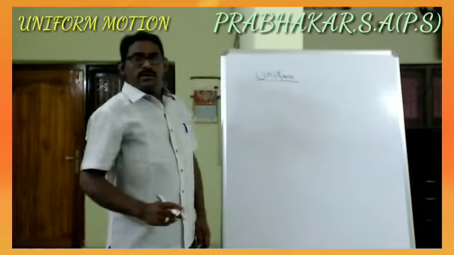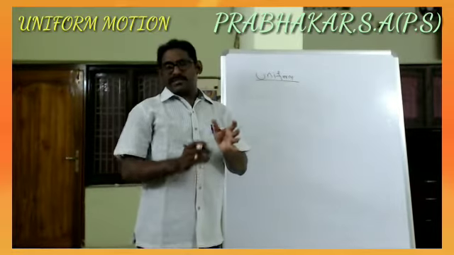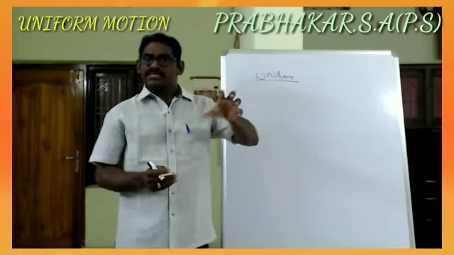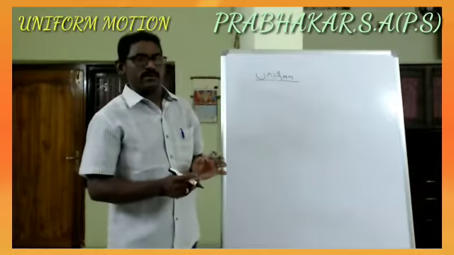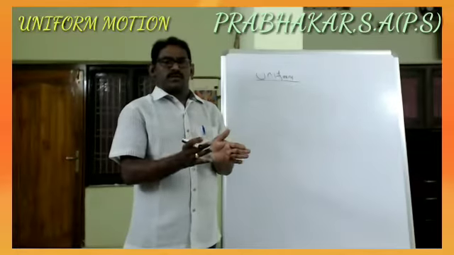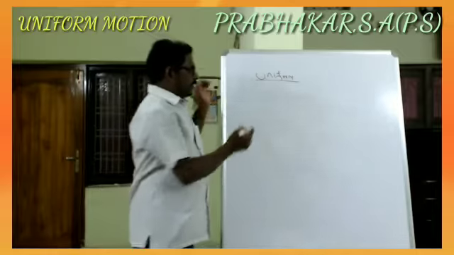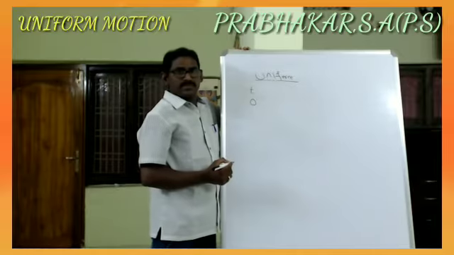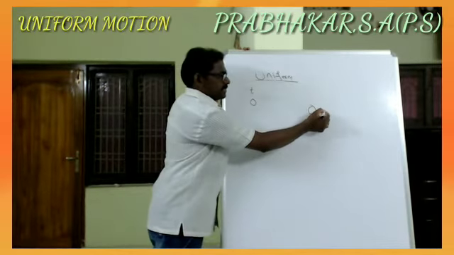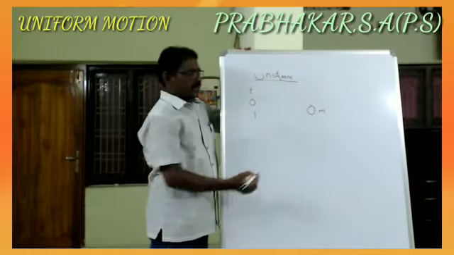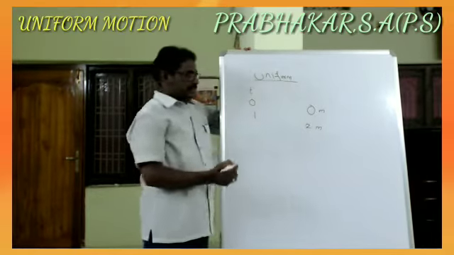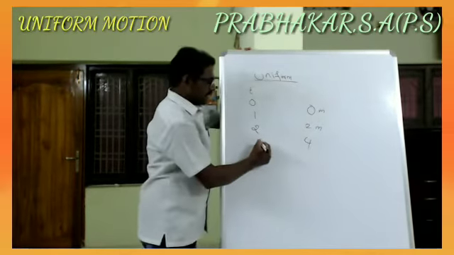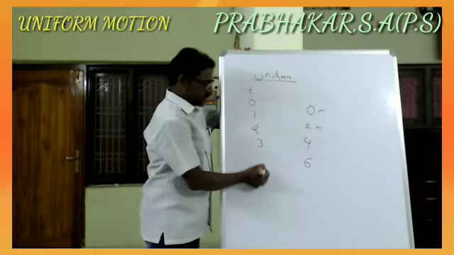Uniform motion. If an object covers equal distances in equal intervals of time, then the object is said to be in uniform motion. For example, if a cycle or a car moves in a particular direction, initially at t equals 0 seconds, it covers 0 meters distance. In 1 second of time, it covers 2 meters. In 2 seconds, it covers 4 meters. In 3 seconds, it covers 6 meters and so on.